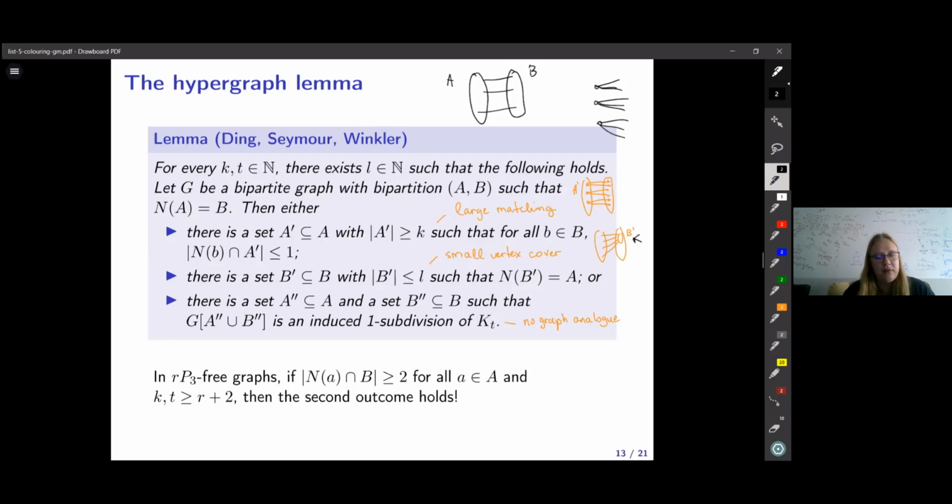And in a graph that doesn't contain RP3, we certainly can't have a one subdivision of KT. So we should get one of the other two things, right? Because, for example, there are more efficient ways to do it, but if you have a one subdivision of KT, you have a long induced path, and if you have a long induced path, you contain RP3.